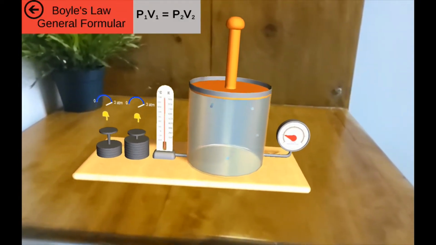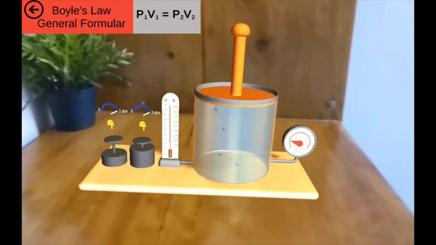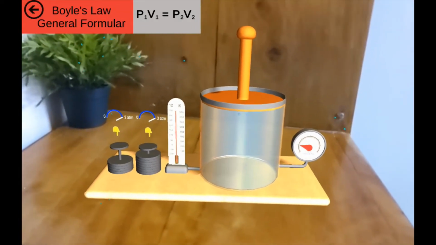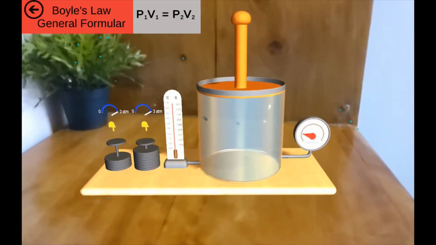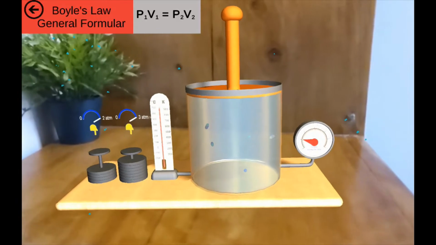You ask yourself, how can I increase the pressure? Simple. First, you know pressure is simply a force you apply over a particular area. That's why pressure is force divided by area.